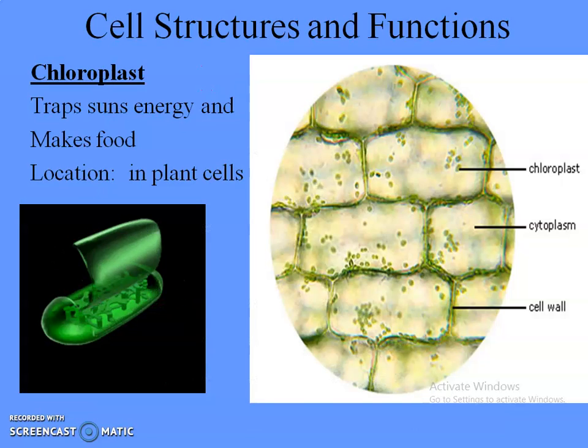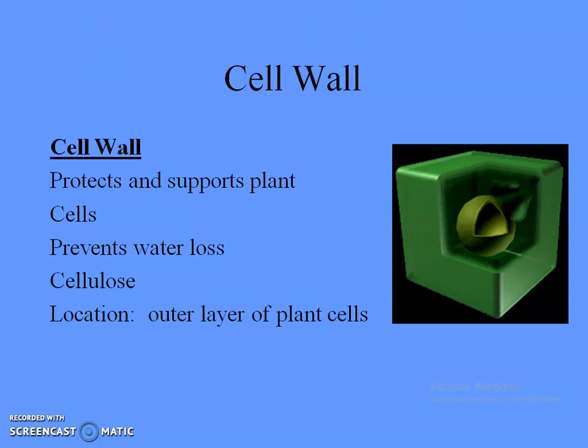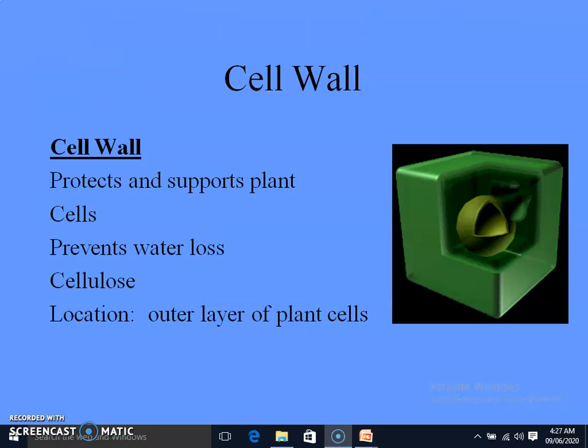Chloroplast traps the sun's energy and makes food. It is present only in plant cells. Cell wall protects and supports plant cells, prevents water loss, and contains cellulose. It is present in the outer layer of plant cells.